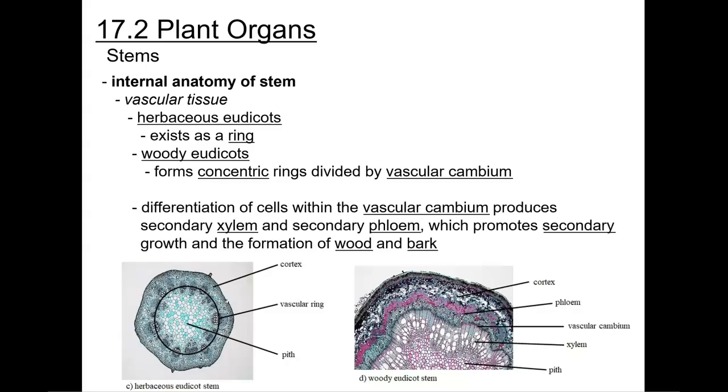Herbaceous eudicots are going to exist as a ring, whereas woody eudicots form concentric rings that are going to be divided by vascular cambium. So differentiation of cells within vascular cambium is going to produce secondary xylem and secondary phloem. This is going to promote secondary growth and the formation of wood and bark. So remember that secondary growth means it's going to be growing wider. So that's width.